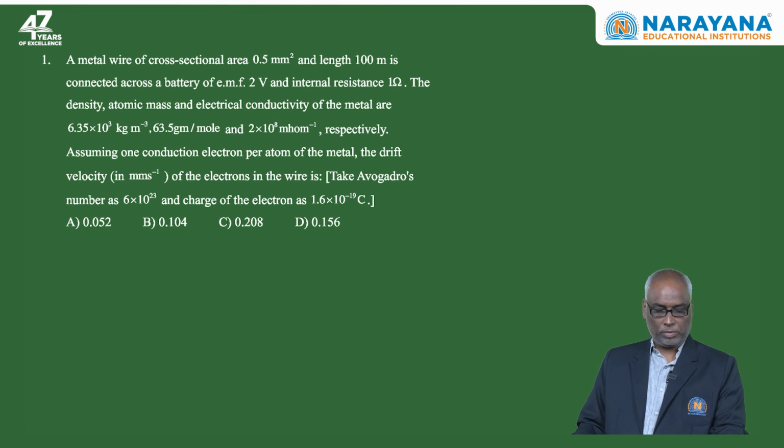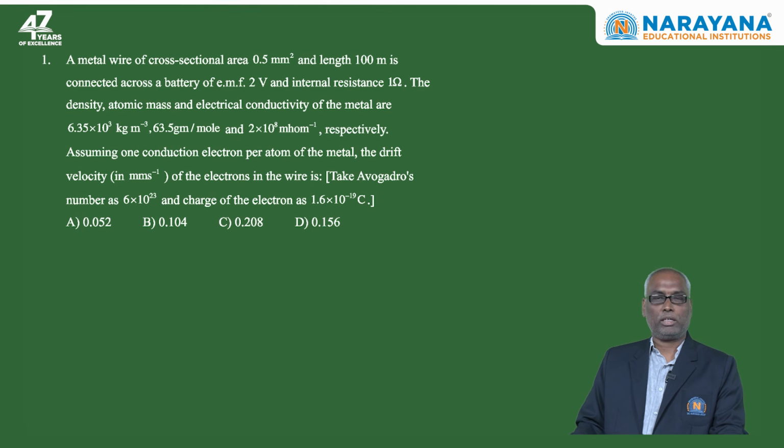The density, atomic mass and electrical conductivity of the metals are 6.35 into 10 power 3 kg per cubic meter, 63.5 gram per mole and 2 into 10 power 8 mho per meter respectively. Assuming one conduction electron per atom of the metal, the drift velocity in millimeter per second of the electrons in the wire is dashed. Avogadro number is given, which is 6 into 10 power 23, and charge of the electron is 1.6 into 10 power minus 19.